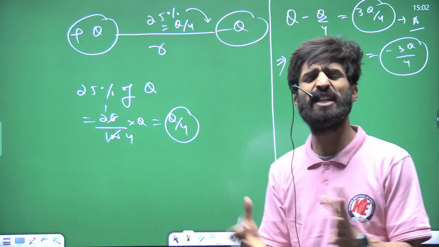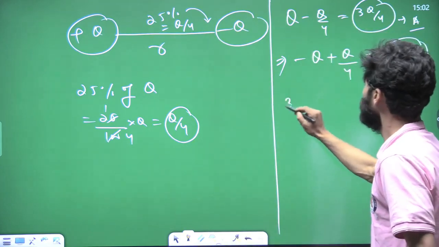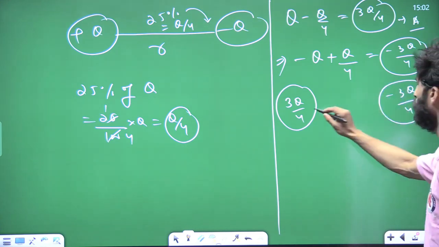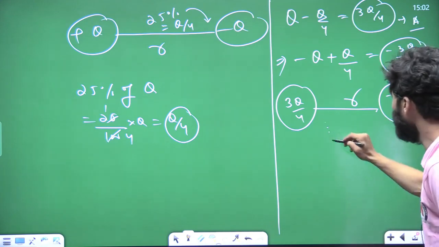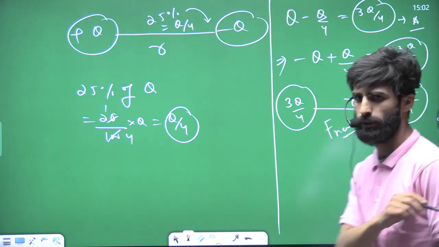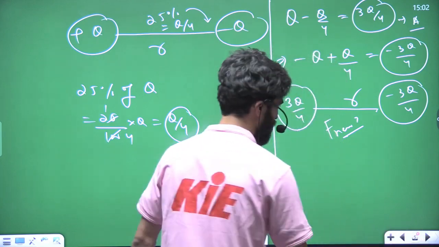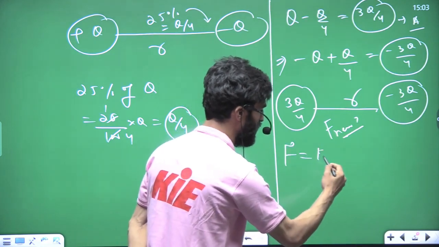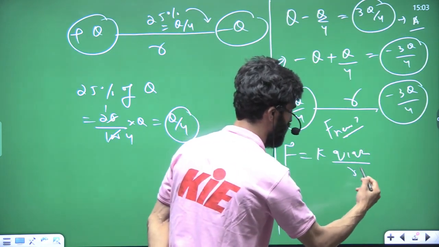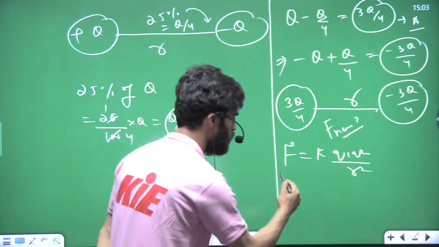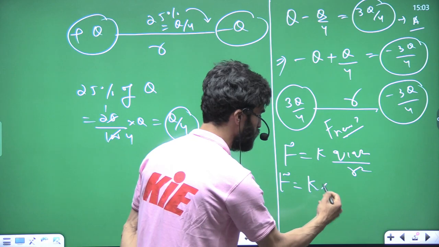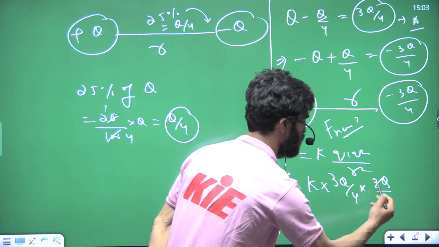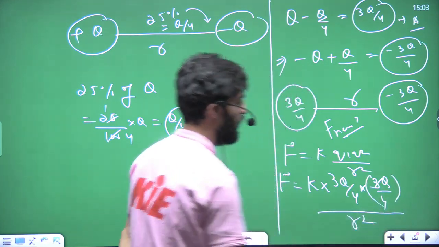So the new charges after sharing: the plus q body now has the charge 3q by 4, and the second body now has the charge of minus 3q by 4, and they are separated by the distance of r. And now you are asked to find F new. My dear student, F is equal to k times q1 q2 divided by r square. That's going to be F is equal to k, q1 is 3q by 4, and q2 is again minus 3q by 4, divided by r square.